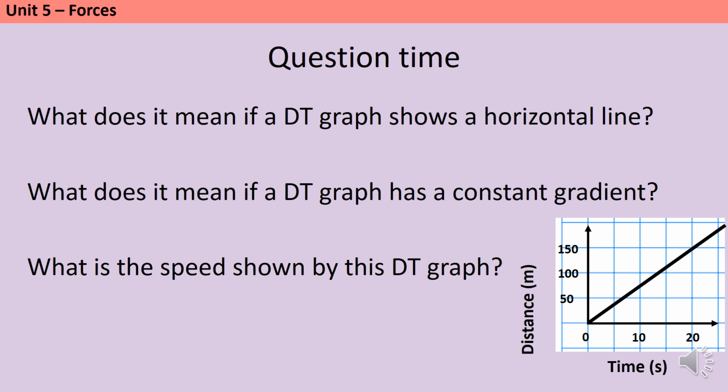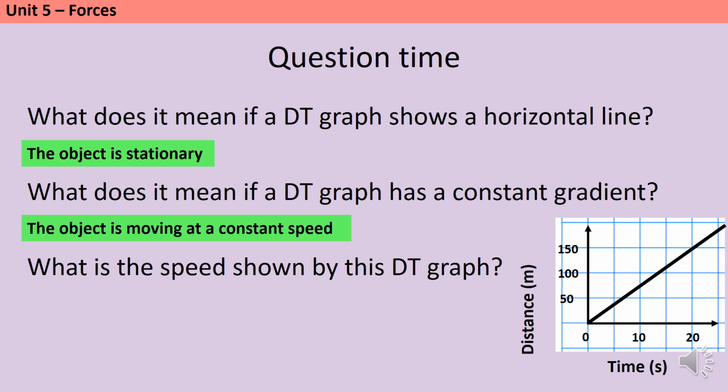Here are some quick questions just to check you've been listening. Pause the video and write down an answer to each one now. If a DT graph shows a horizontal line, that's because the object is stationary. If it has a constant gradient, that tells you that the object is moving at a constant speed. On this graph, we can see that the object has moved a distance of 150 metres in 20 seconds, and so 150 divided by 20 gives us a speed of 7.5 metres per second.